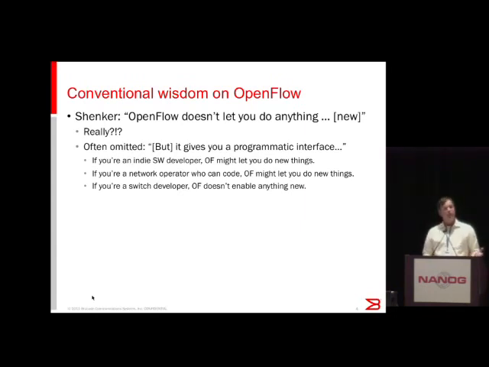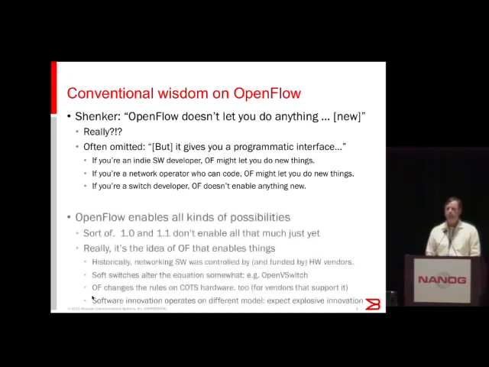So if you're an independent software developer, now you can do something that you couldn't do before, and that's kind of interesting. Or if you're a network operator that has the capability of coding, you've got developers, now you can do some new things. Sure, if you're a switch developer, like Brocade, OpenFlow doesn't let you do much new, but the interesting bit's in that programmatic interface. It enables all kinds of possibilities.